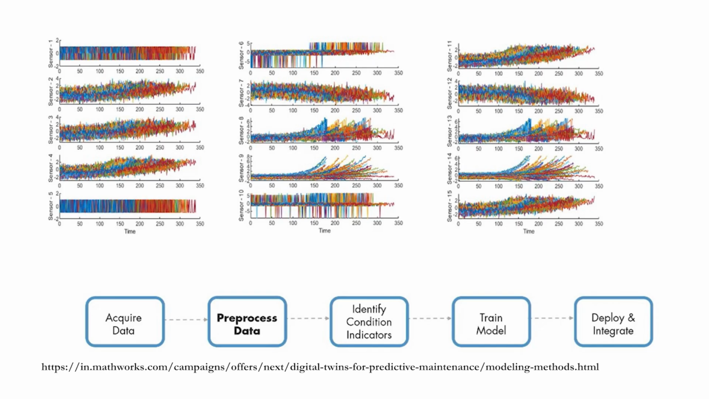So, you have to identify the condition indicators, and again for each one of the steps there are a lot of mathematical methods available. Okay. So, once you have identified that, then you need to do what is known as model training. You need to train your model.